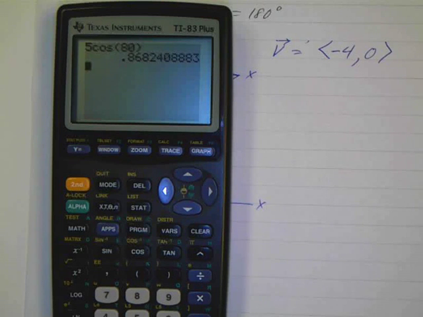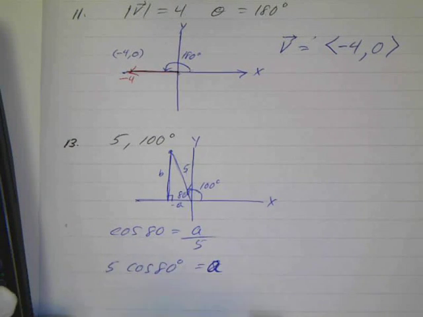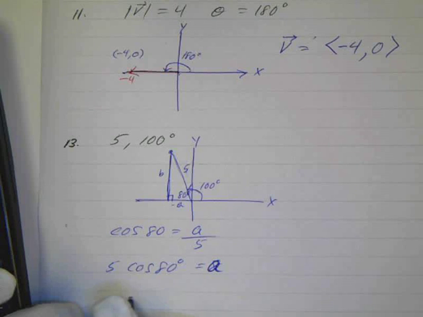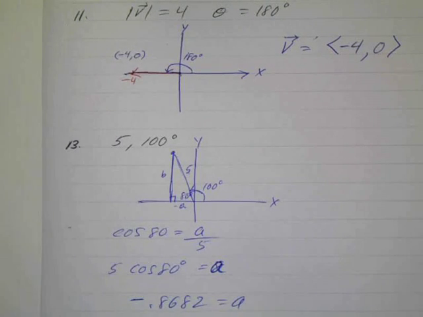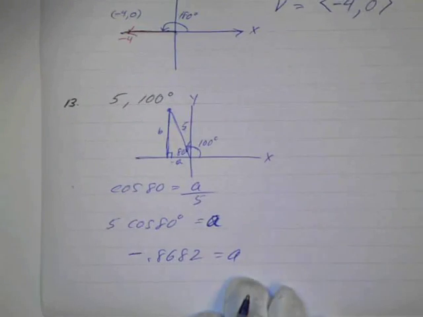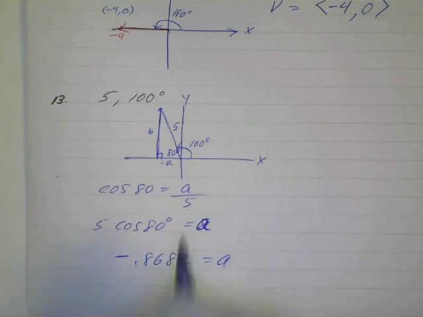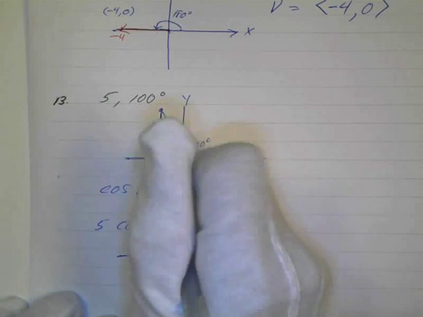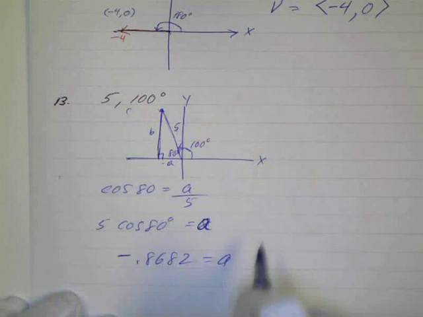And I get 0.8682. And since it's going in the negative direction, it's going to be negative 0.8682, and that equals A. Okay. Now, that's the A component for this, or the A coordinate, the x coordinate.